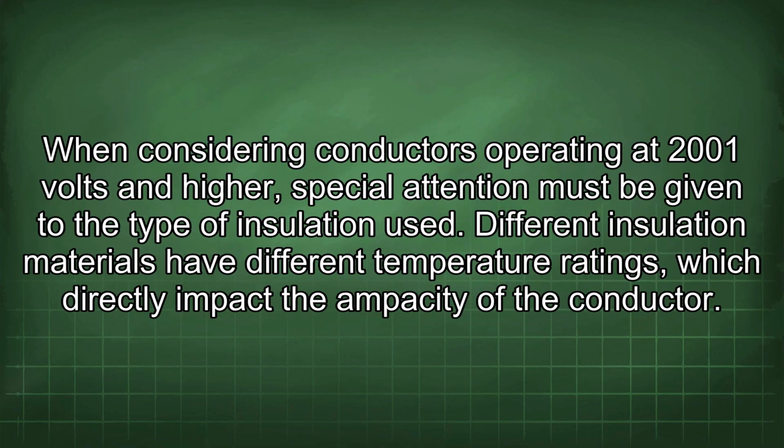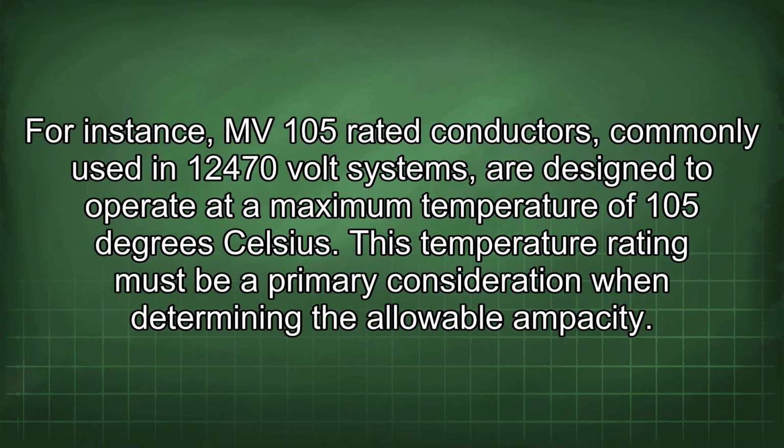When considering conductors operating at 2001 volts and higher, special attention must be given to the type of insulation used. Different insulation materials have different temperature ratings which directly impact the ampacity of the conductor. For instance, MV105 rated conductors commonly used in 12,470 volt systems are designed to operate at a maximum temperature of 105 degrees Celsius. This temperature rating must be a primary consideration when determining the allowable ampacity.